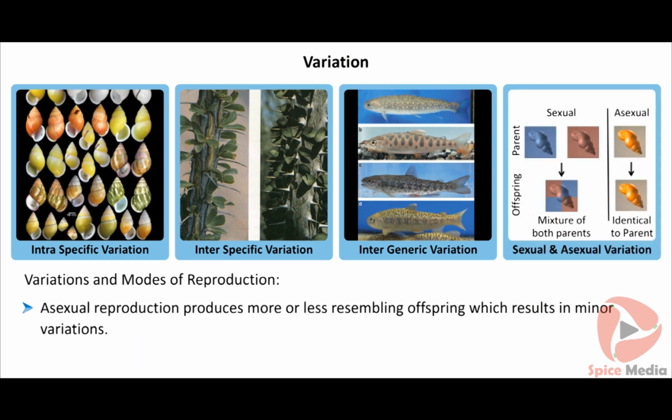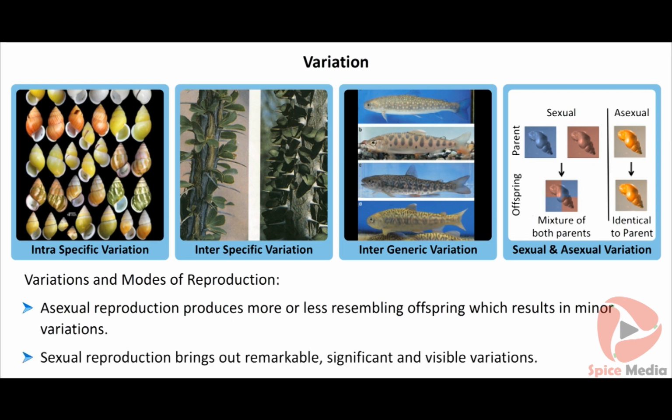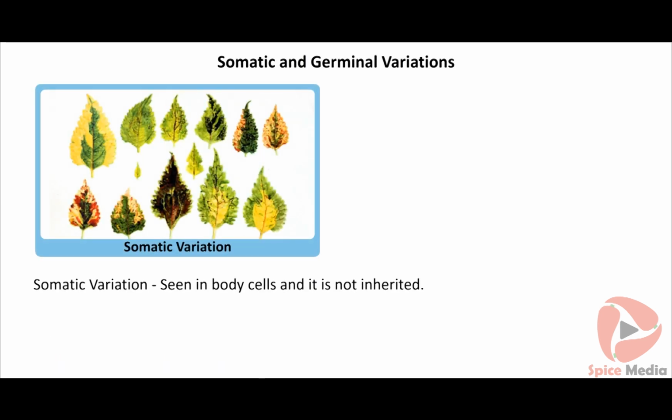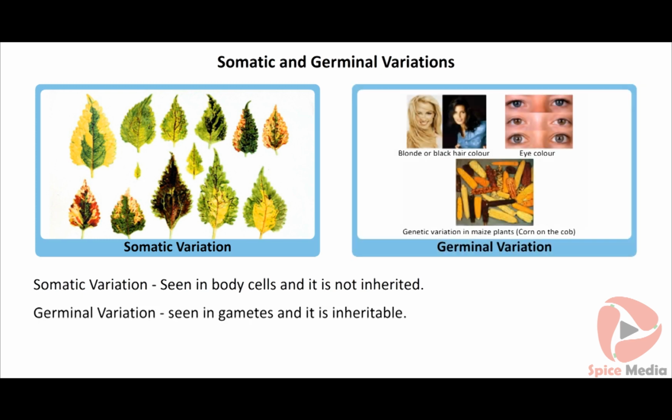Asexual reproduction produces more or less resembling offsprings which result in minor variations. Sexual reproduction brings about remarkable, significant and visible variations. Somatic variations pertain to body cells and are not inherited. Germinal variations pertain to gametes and are inheritable. Germinal variations pave the way for speciation and evolution.